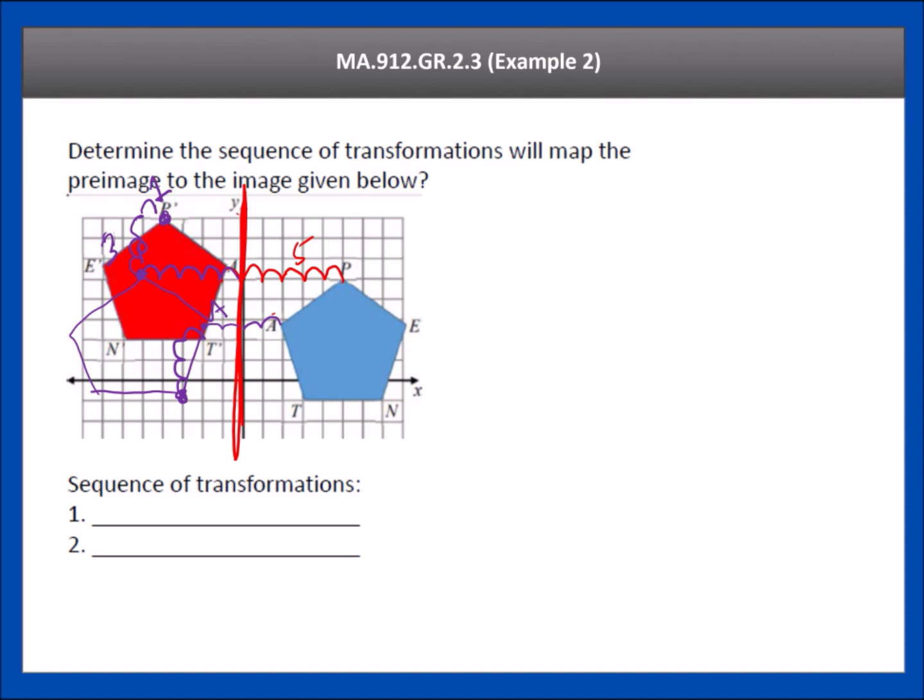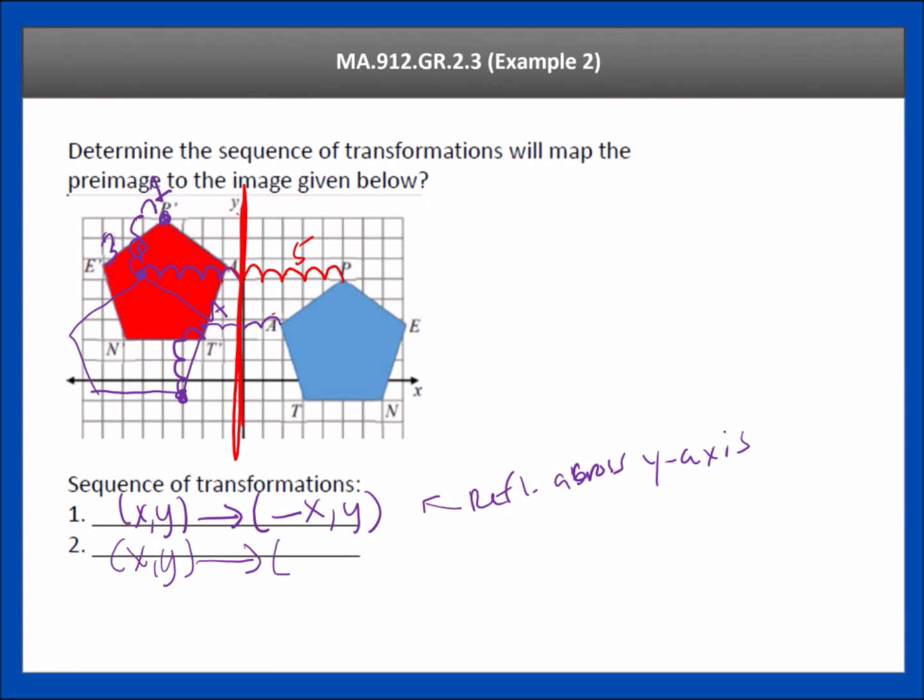All right. So we're going to do a reflection. So we're going to go x, y maps to a reflection over the y-axis means the x coordinate changes, right? So this is a reflection across the y-axis. And then it's followed by a translation. So we're going to take this and we're going to translate it. We're going to move it up 3 and over 1.